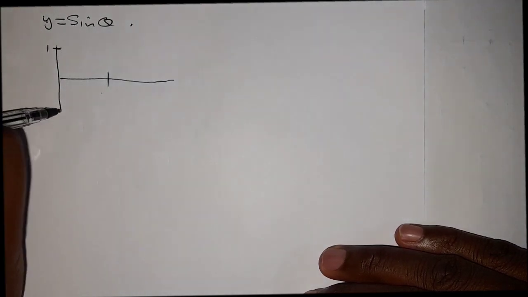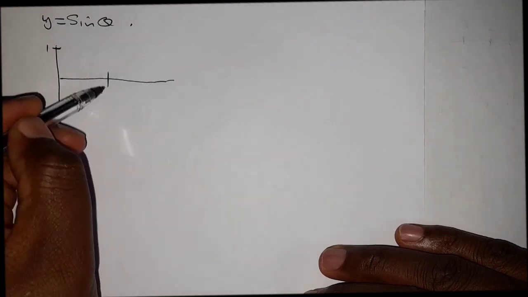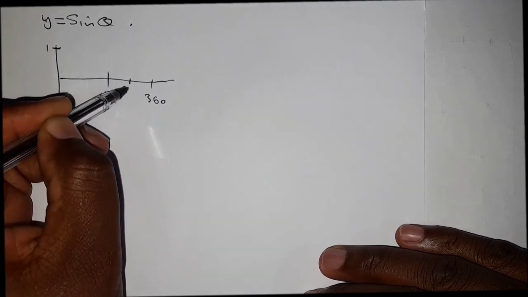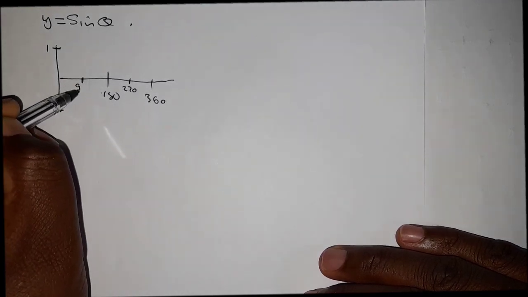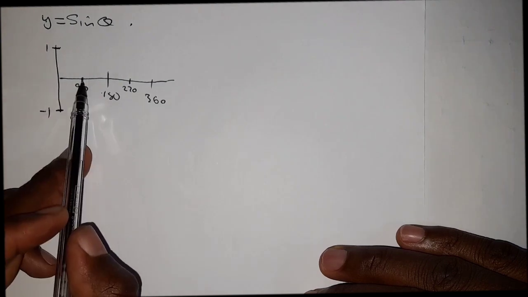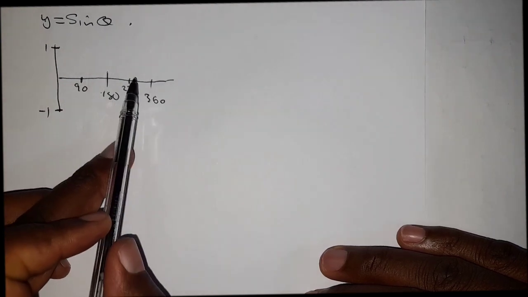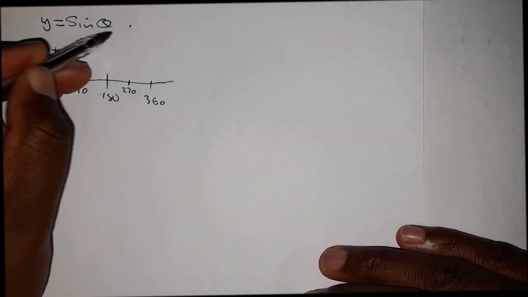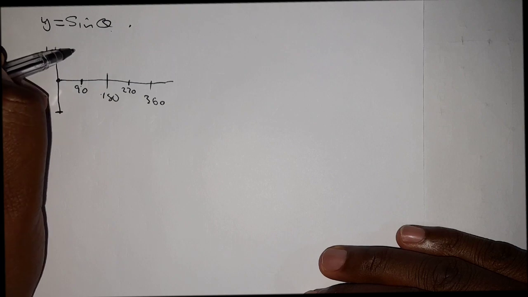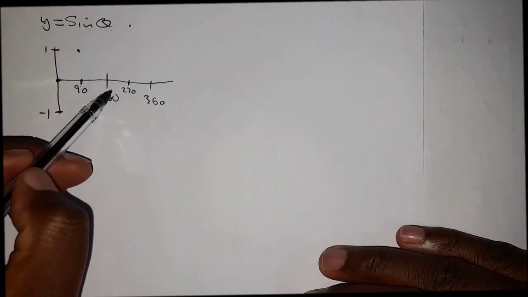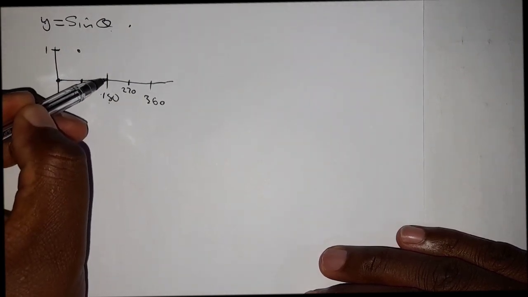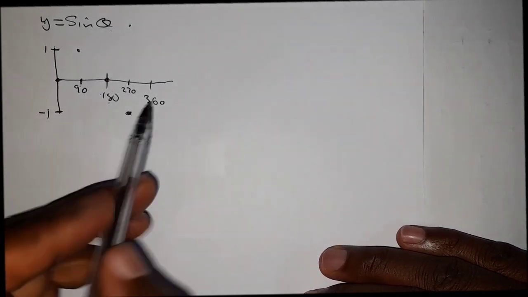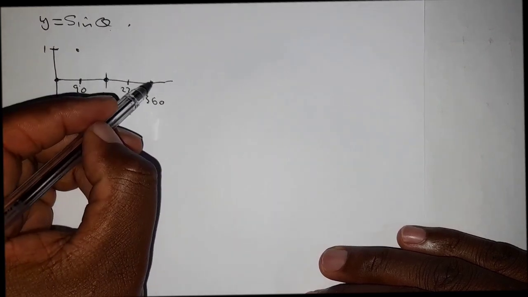We have 1, I have -1, and this is 180, this is 360, here we have 270, here we have 90. So it's 0 to 90, another 90, another 90, another 90. And this is a 0. Sine 0 is 0, sine 90 is 1, sine 180 is 0, sine 270 is -1, and then sine 360 is 0.